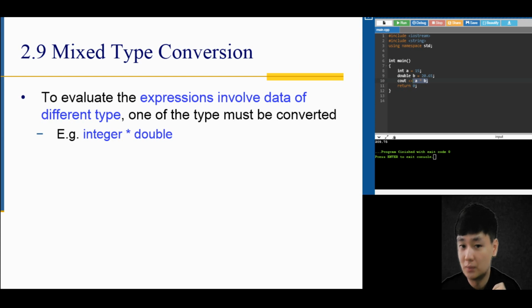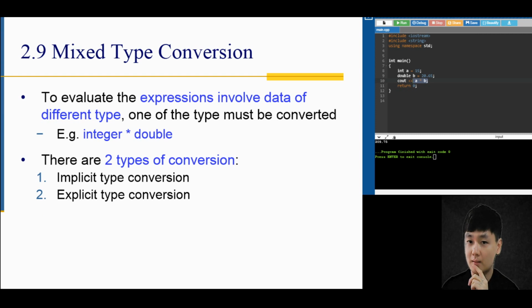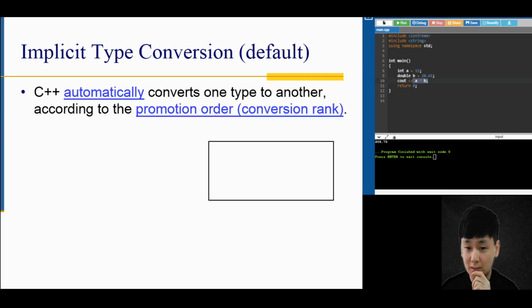So there are two types of conversion in C++. The first one is implicit type conversion. The second one is explicit type conversion. In implicit type conversion, C++ automatically converts one type to another according to the promotion order. So by default, C++ will help you to convert one data type to another according to this conversion rank.